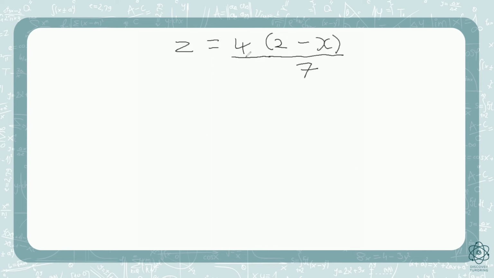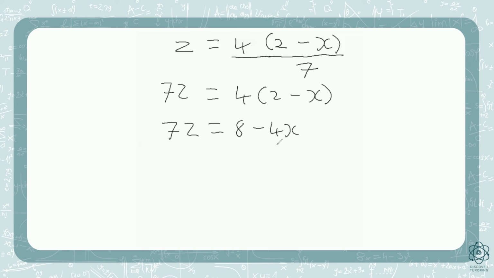So for this final example, we're going to have to take everything we've learned so far and put it all into one. So here we have z equals 4 open brackets 2 minus x close brackets, and all of that is over 7. So what we want to do is get rid of the 7 by multiplying both sides by 7. So we'll have 7z equals 4 open brackets 2 minus x close brackets. Now we want to multiply out these brackets. So we'll have 7z equals 4 times 2 is 8, and 4 times negative x is negative 4x.